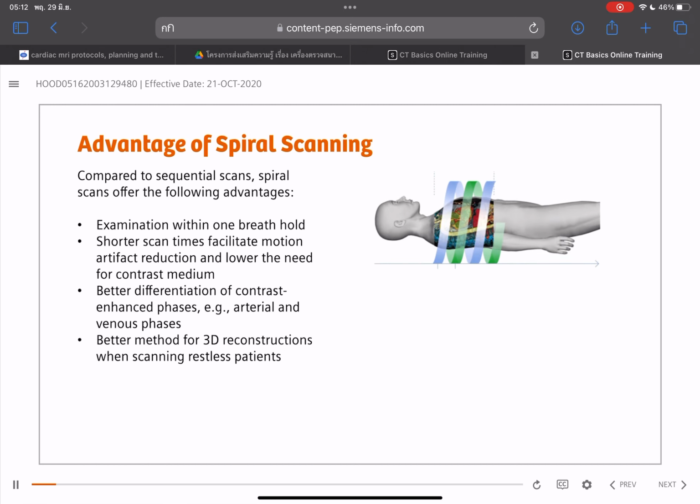Compared to sequential scans, spiral scans offer the following advantages. The examination can be completed within one breath hold. Shorter scan times facilitate the reduction of motion artifact and lower the need for contrast medium. There is a better differentiation of contrast-enhanced phases, for instance of arterial and venous phases. It is a better method for 3D reconstructions when scanning restless patients.